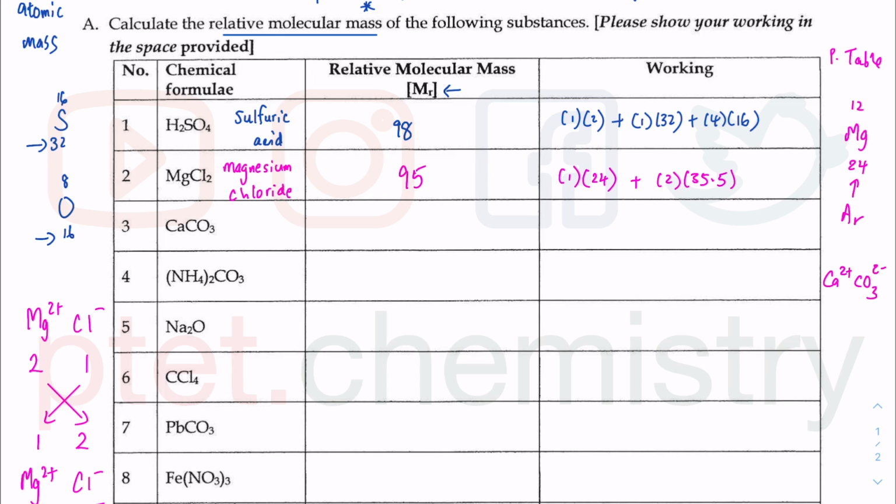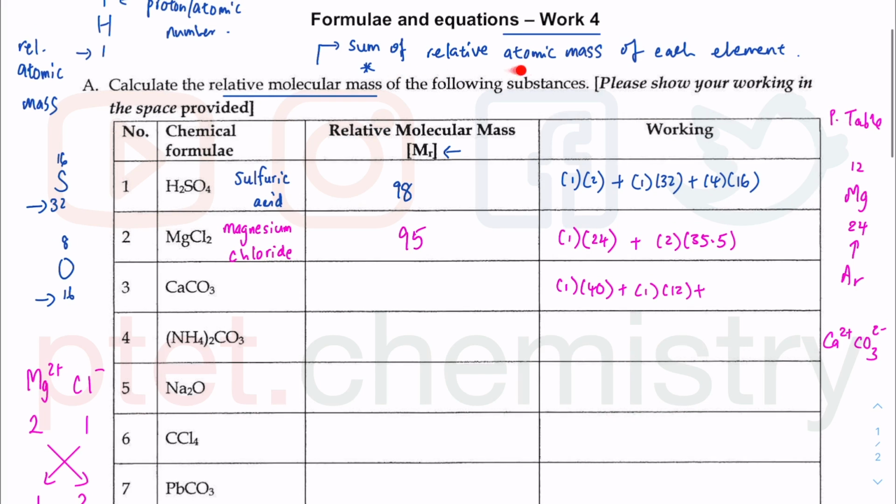So 1 calcium is 1 times 40, and then 1 carbon is 1 times 12, and then I have to sum them up. Remember, relative molecular mass is the sum of the individual relative atomic mass depending on how many you have, and I also have 3 oxygen, so 3 times 16 there.